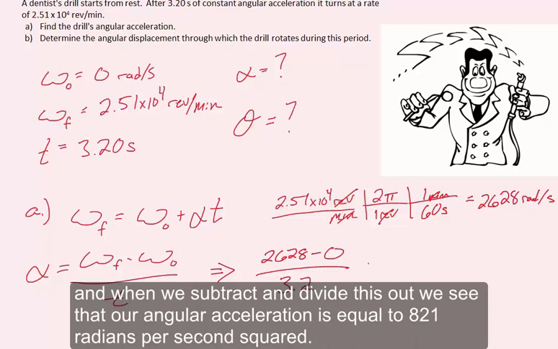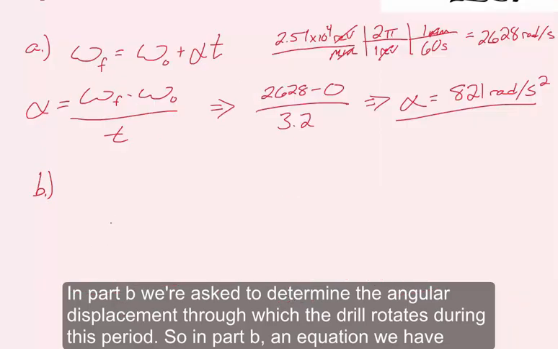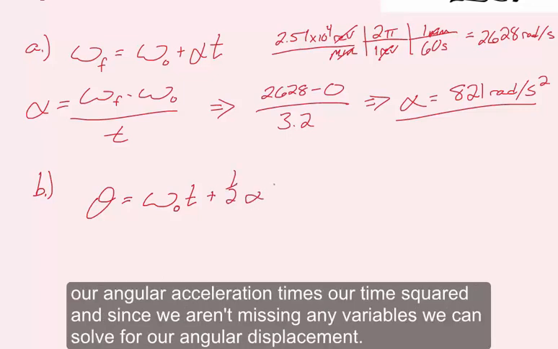And when we subtract and divide this out, we see that our angular acceleration is equal to 821 radians per second squared. In part B, we're asked to determine the angular displacement through which the drill rotates during this period. So in part B, an equation we can use to solve for our angular displacement is that our angular displacement is equal to our initial angular velocity times time plus 1/2 our angular acceleration times our time squared. And since we aren't missing any variables, we can solve for our angular displacement.